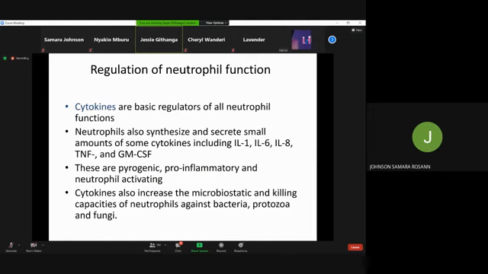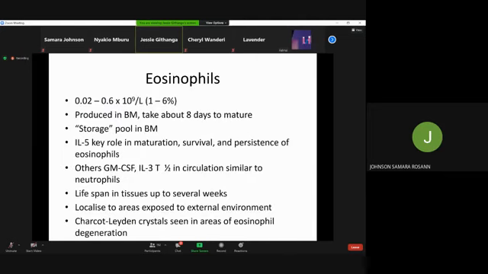So the other group is the eosinophils, and these are also polymorphonuclear leukocytes. They are about 0.02 to 0.6 × 10⁹ per liter. Some groups or some individuals do take up to 1 × 10⁹ per liter as the upper limit, although most people will take 0.6, all right? And the percentage is usually about 1 to 6%.